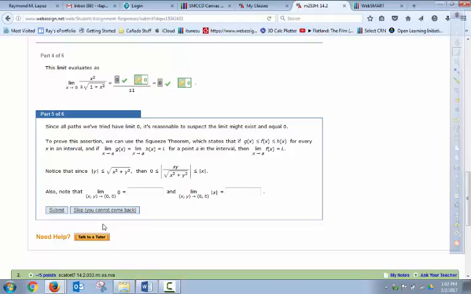So the way to prove that something does exist is a lot more complicated, and it requires this subject called analysis, where they do epsilon delta business.